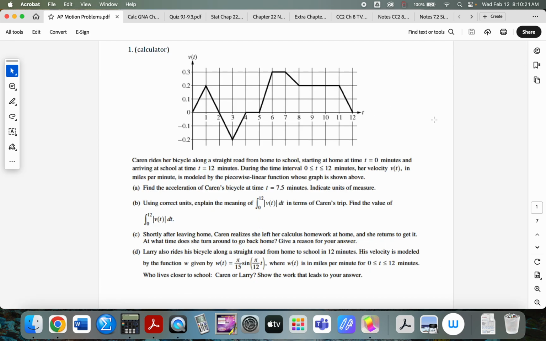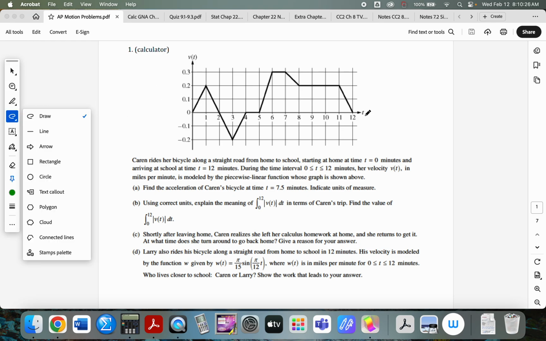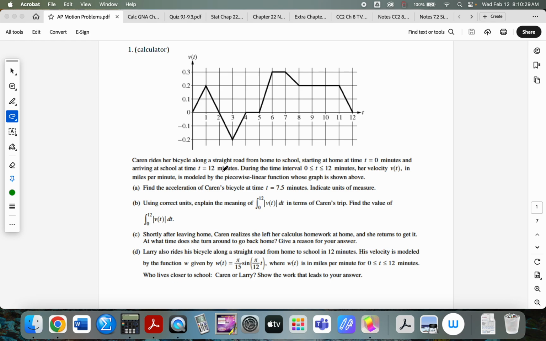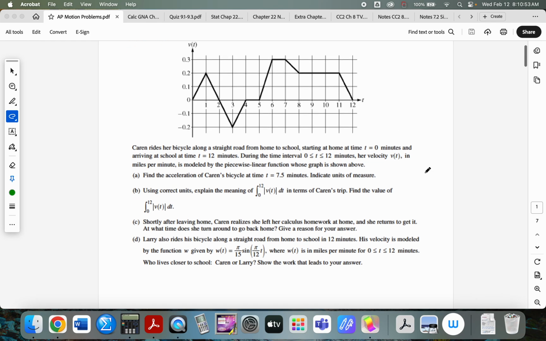All right, so this one, I actually graded this one years ago. Karen rides her bicycle along a straight road from home to school, starting at home at time t equals 0 minutes and arriving at school at time t equals 12 minutes. During the time interval from 0 to 12 minutes, her velocity, v of t, in miles per minute is modeled by the piecewise linear function whose graph is shown above. And then we ask all kinds of questions here. So first, find the acceleration of Karen's bike at 7.5 minutes.